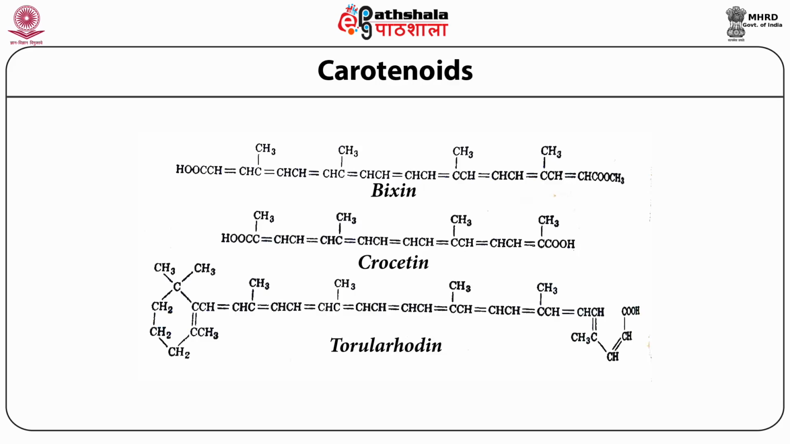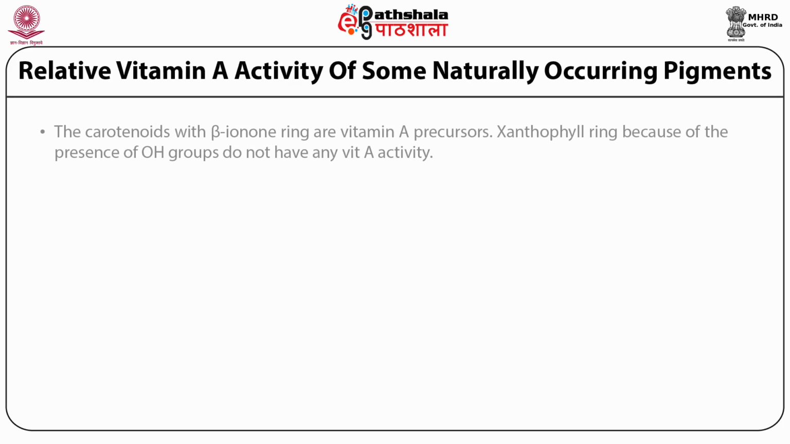Apart from orthoquinones, paraquinones are also part of biologically important lipids. Vitamin K has been discussed. Many carotenoids are converted to vitamin A inside our bodies. At one time, only animal assays were available to assay vitamins. Carotenoids are evaluated or graded in terms of relative vitamin A activity. The carotenoids with a beta-ionone ring are vitamin A precursors. Xanthophyll rings, because of the presence of OH groups, do not have any vitamin A activity.